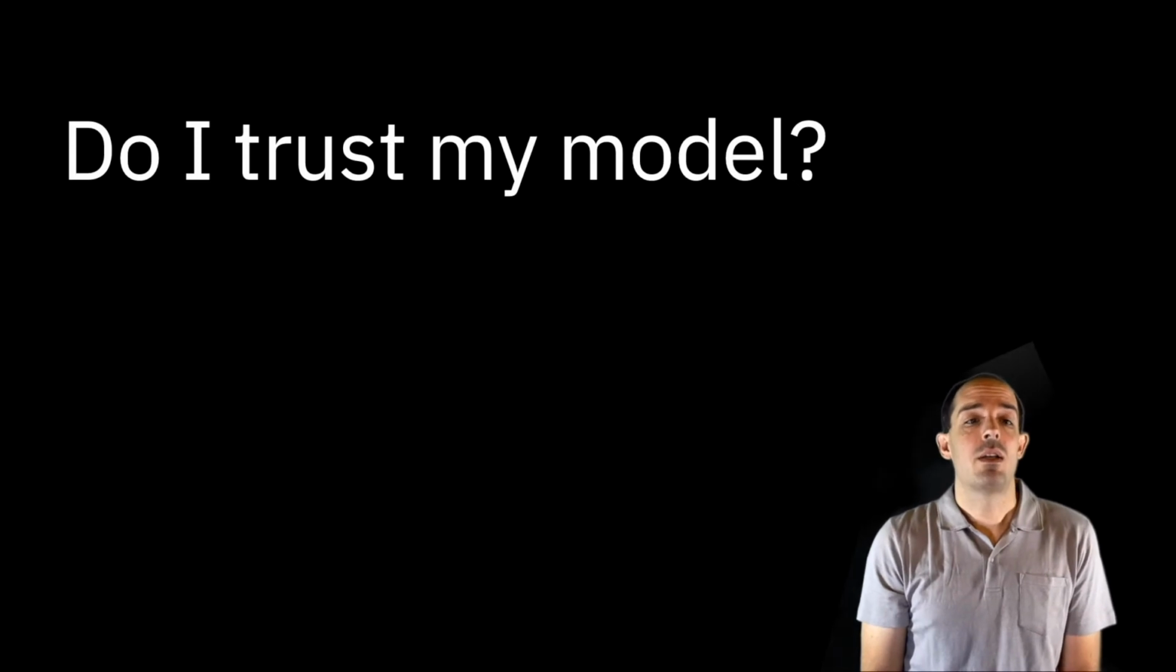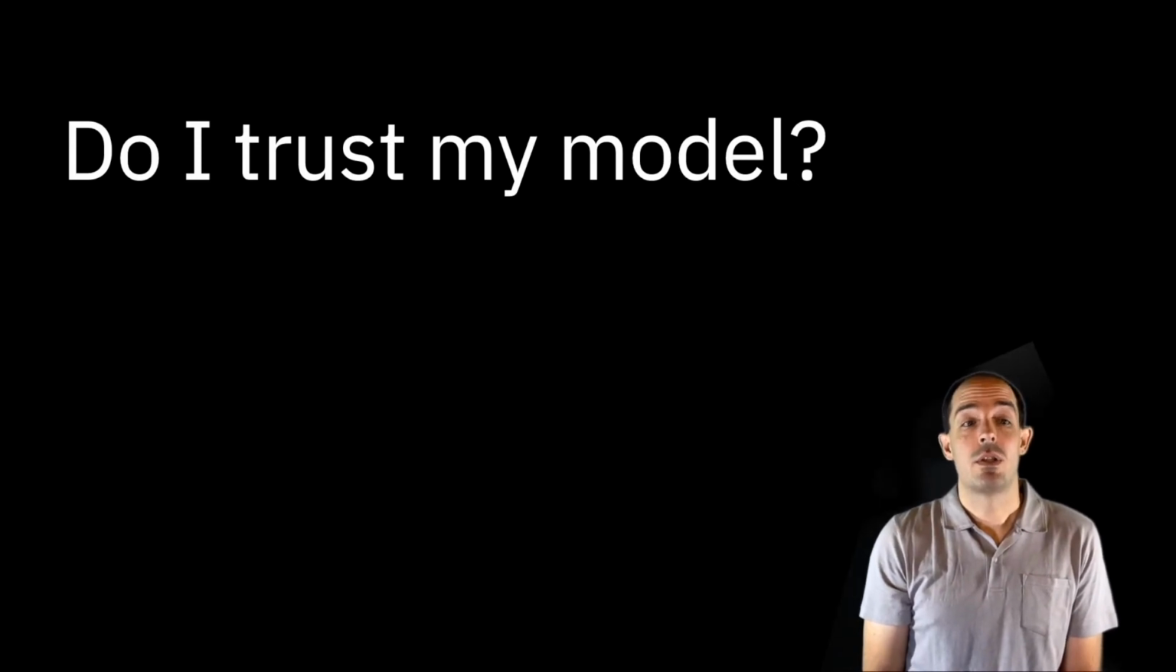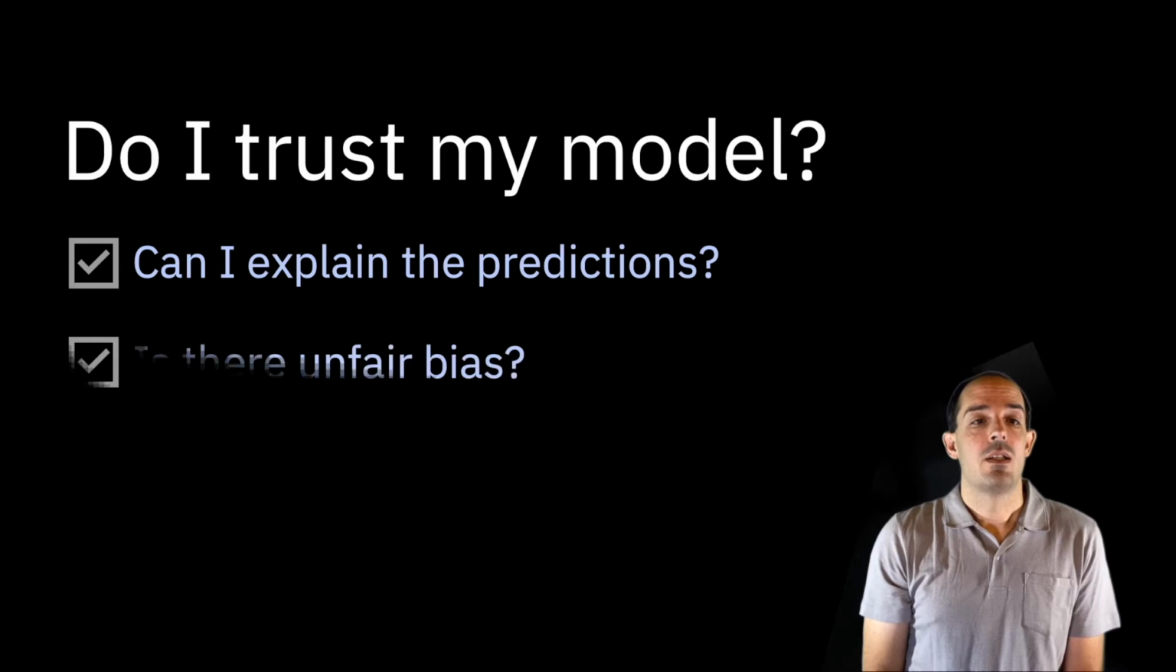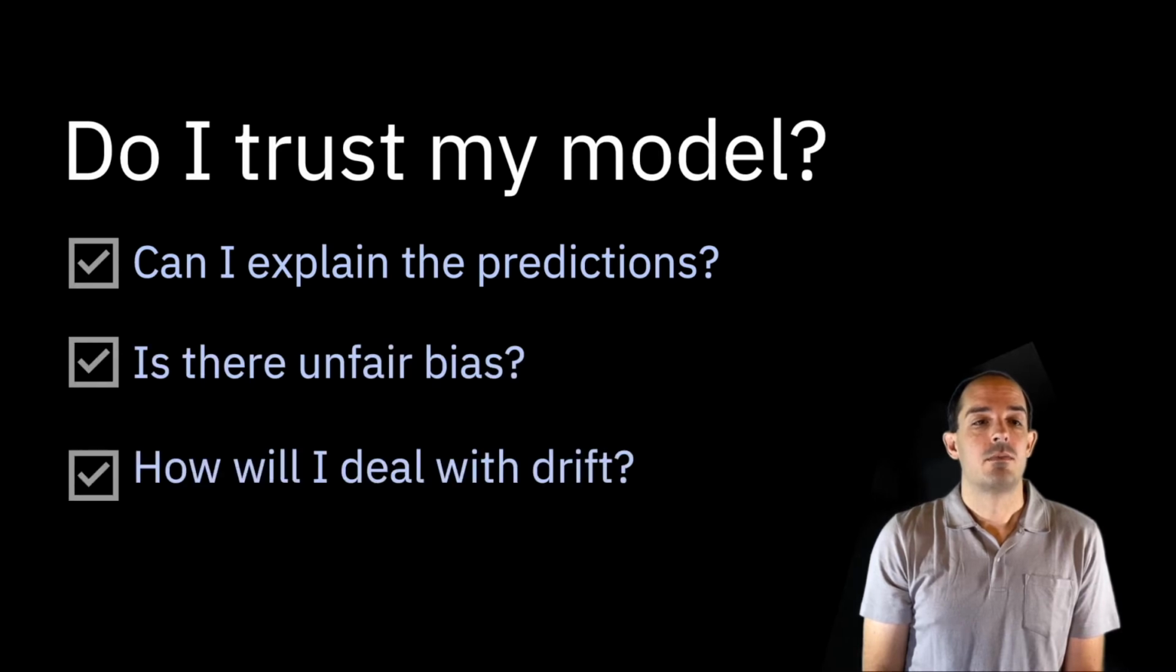There are three main boxes you need to check in order to have a trusted machine learning solution. The first, which I'll cover today, is explainability. In future videos, I'll discuss the other two, addressing unfair bias and handling model drift.